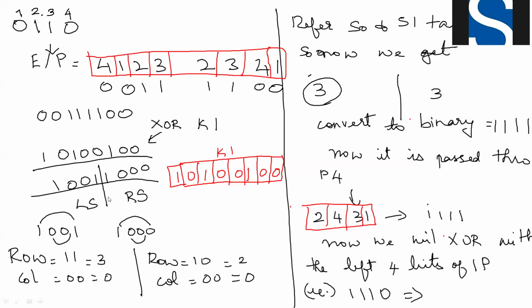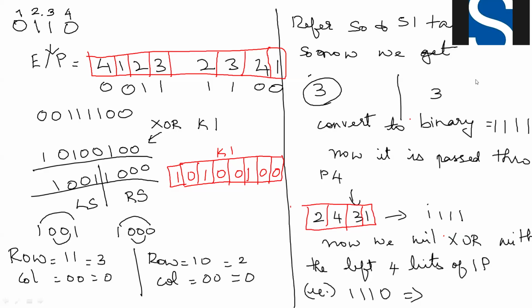So this you have to split into left-hand side and right-hand side. The left-hand side you have to read as a row and column. So row will be 1 1, column will be 0 0. So 1 1 value will be 3. Likewise 0 0 value will be 0. Next, for this side, 10 is the row, 0 0 is the column. Okay, so we have to note down these values.